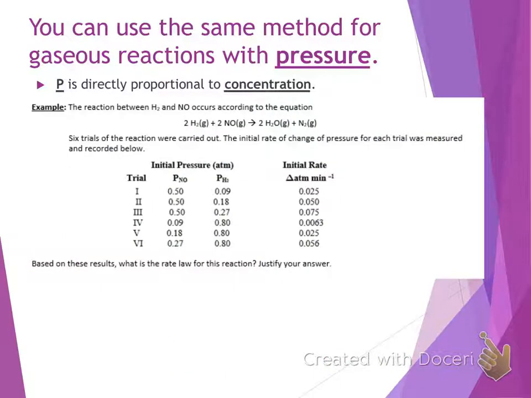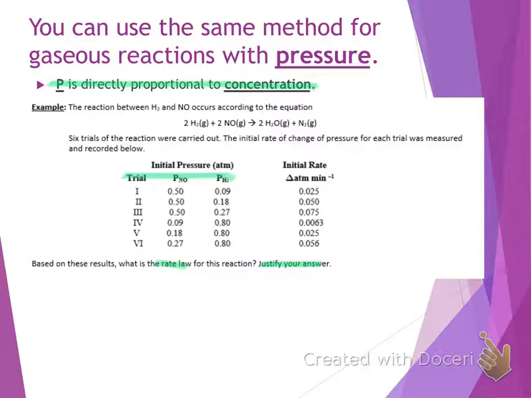Lastly, we can do this exact same thing whenever we have gaseous reactants. If we have gaseous reactants, we're going to be given partial pressures rather than concentrations. But that pressure is directly proportional to concentration. It is the exact same process. So take a minute, see if you can determine the rate law for that reaction. That means that we need to use our experimental data to determine the independent order of each reactant before we write that rate law. Then we need to justify our answer.